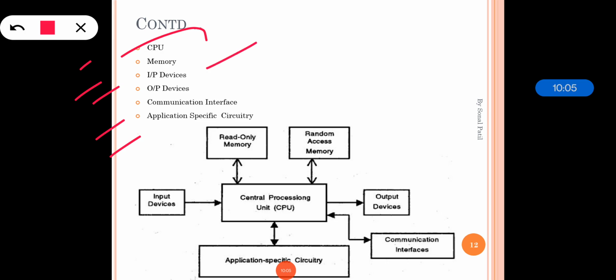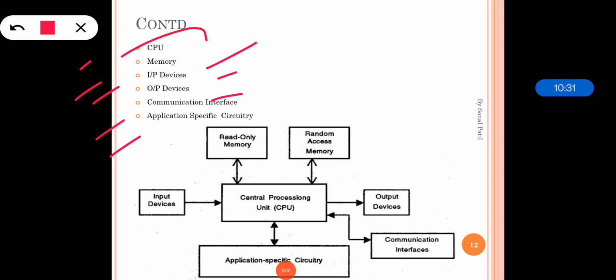Then the memory is categorized as RAM and ROM, that is random access memory and read only memory. Then the input devices, they are nothing but taking particular input through the keyboard or through the mouse for interaction purposes. Then the output devices, these are the devices that have very limited capability.